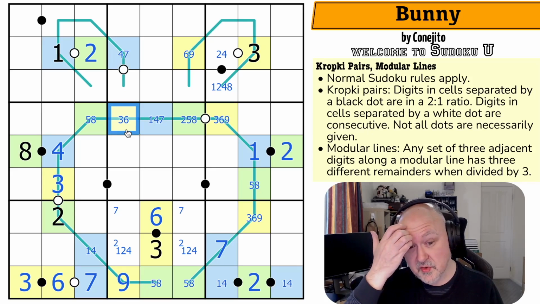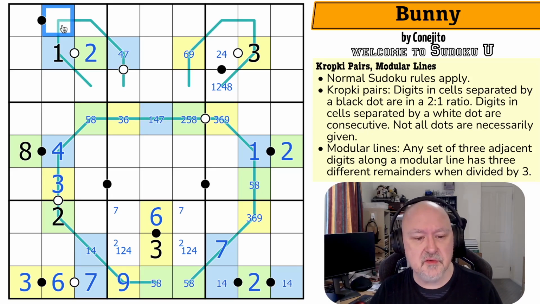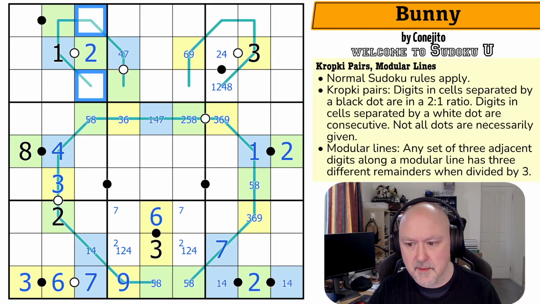Okay, how do I use the modular lines I haven't used? That cell is incredibly important because it can't be blue, because I can't put 2 blues next to each other. It has to be green or yellow, and it can't be yellow because the only yellow digit available isn't 3 or 6. It'd have to be 9, but there's no 2-to-1 relationship with 9. I'd have to use 4.5 or 18, neither of which are valid. So this becomes green, and these become yellow, because yellow, blue, green. So any 3 I select have 1 of each.